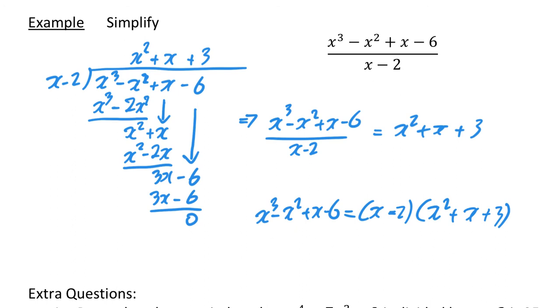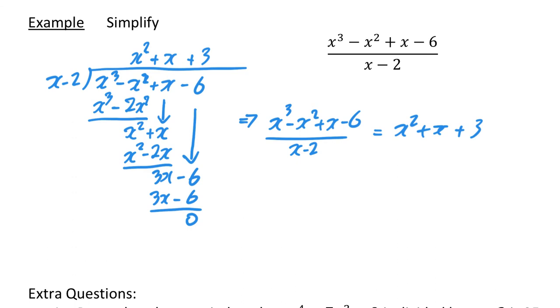But that's not what the question asked us. The question just asked us to simplify, and we have done that. We have shown that x cubed minus x squared plus x minus 6 all divided by x minus 2 just simplifies down to x squared plus x plus 3. And that is us done for this video.